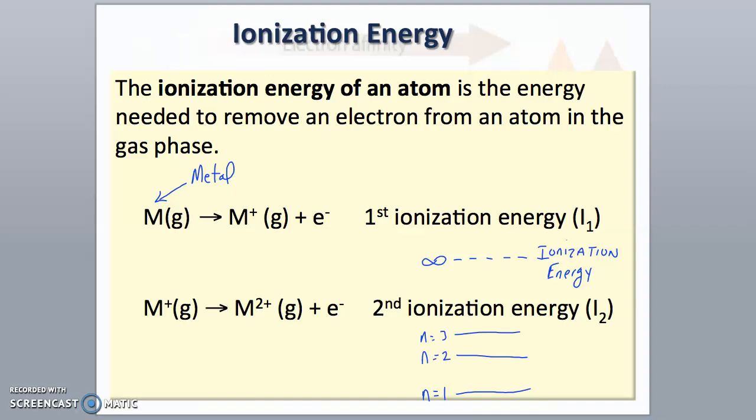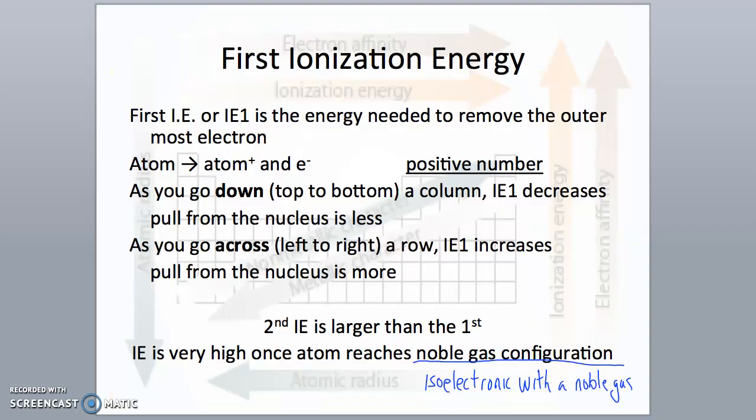We can represent this trend as increasing as we move from the bottom to the top of the table within a group, or if we move left to right along a period. Fluorine's ionization energy is very high, while francium has a very low ionization energy. We can have several ionization energies for an atom, and each requires more energy. When an atom reaches noble gas configuration, the ionization energy becomes extremely high because at this point the atom does not want to lose or gain any electrons.